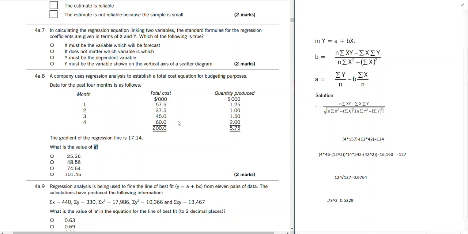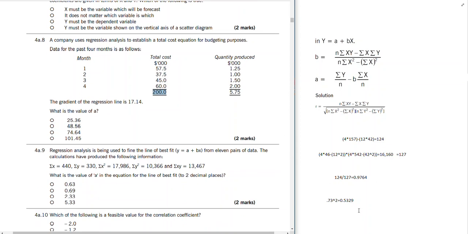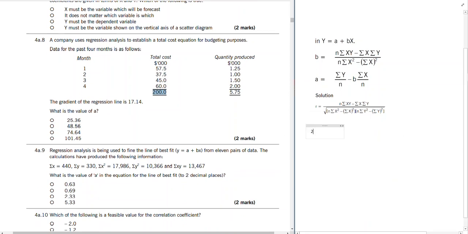So for A, we need the sum of Y, which is, in cost and quantity, obviously this would be Y. So sum of Y is 200, divided by pair of data, which is 4, and then minus B, which is 17.14, multiplied by sum of X, which is 5.75, divided by pair of data, which is 4. Which becomes 25.36.